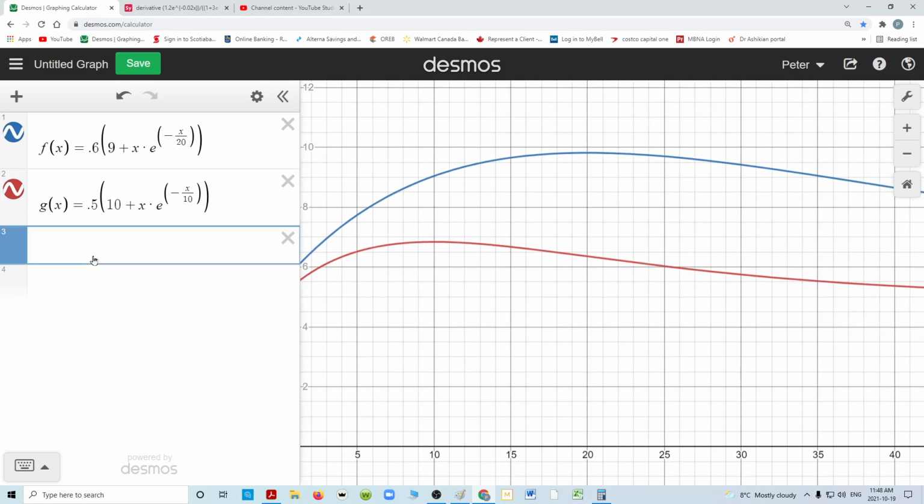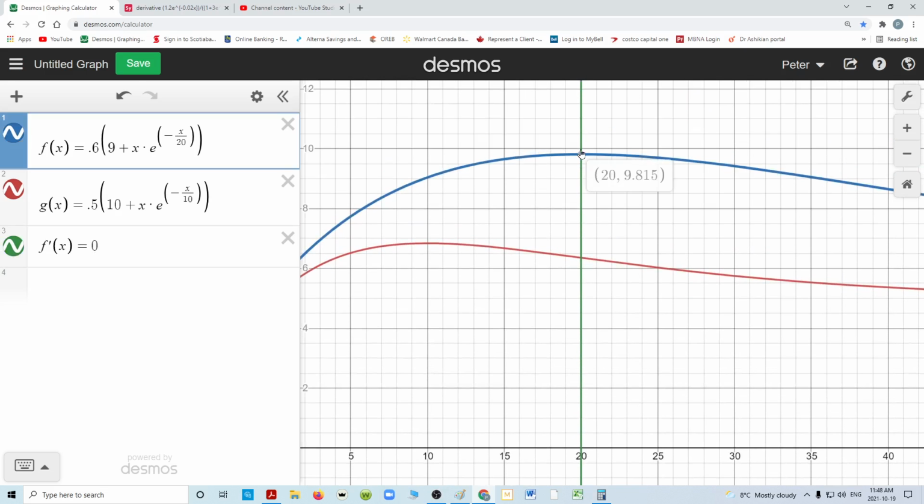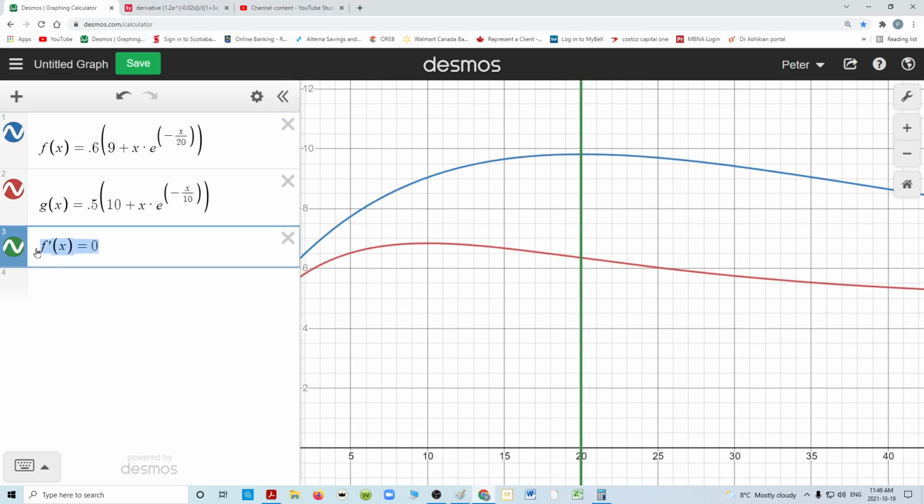And just to be sure, you can set the derivative of f of x equal to 0, and it should cross. Sure enough, it's saying 20. You can also verify that your point is 20, comma, f of 20.